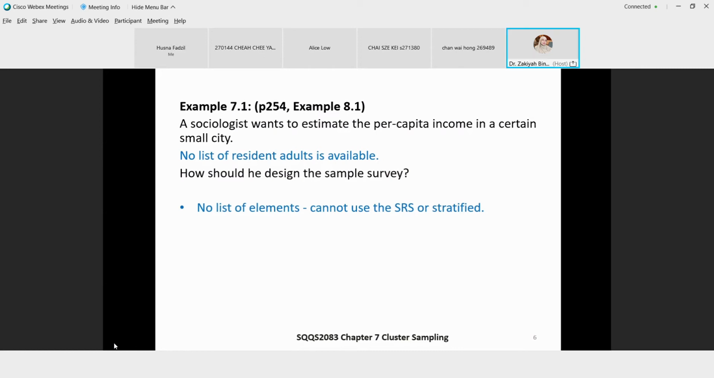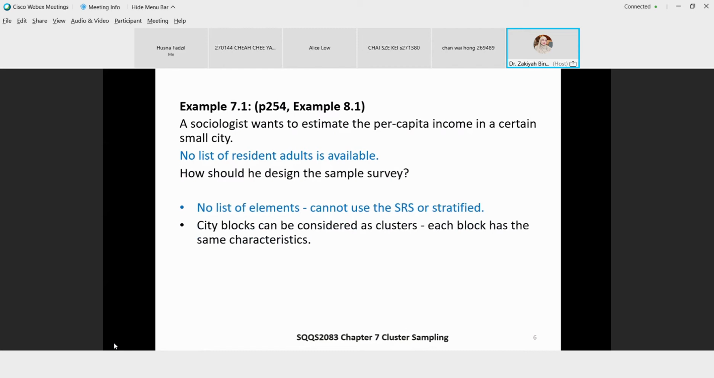But there's no list of adults. If there's no list of the elements, in other words no sampling frame, you cannot use SRS. Stratified also cannot. Cluster is possible. In fact, cluster is probably the option that you have. Again, the textbook is so US-centric. In this example, city blocks can be considered as clusters. Over here, it is probably all the tamans, and each block has the same characteristics. That is a fair assumption.